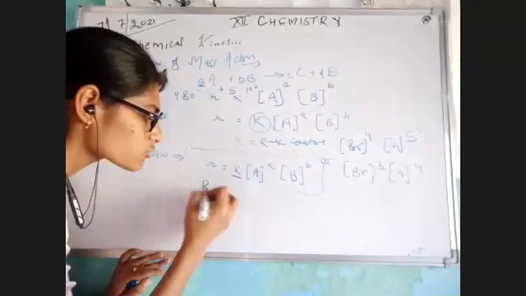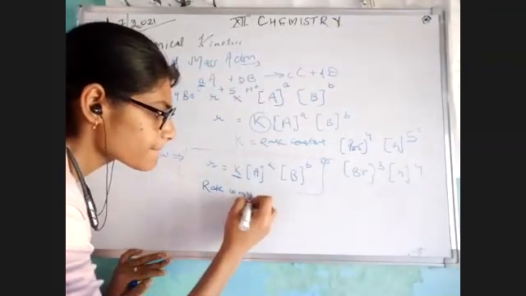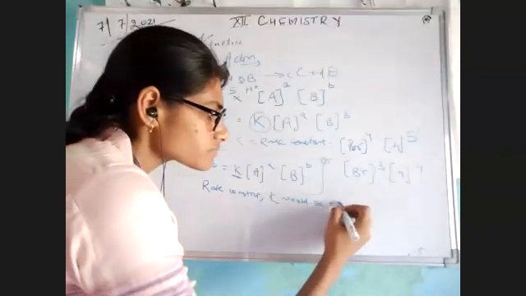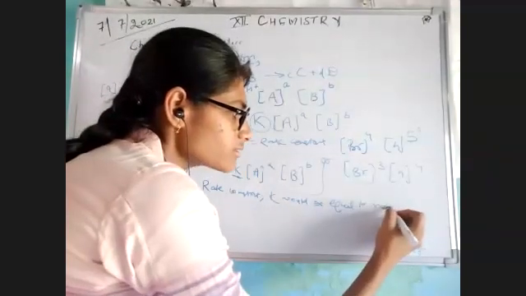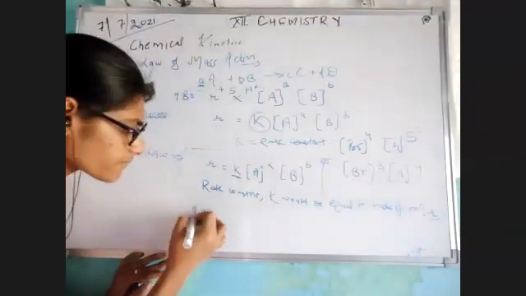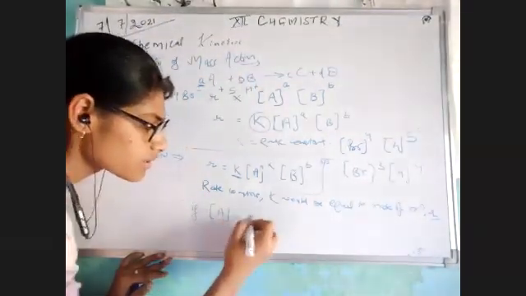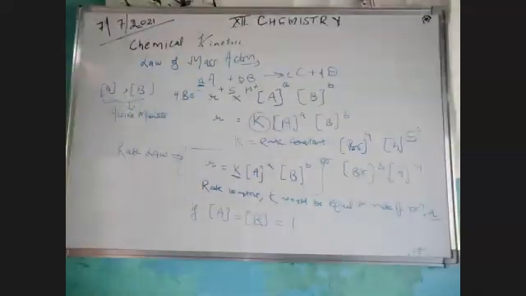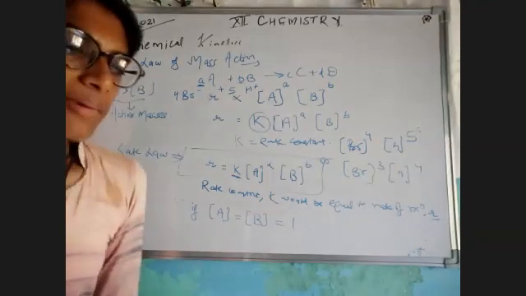My rate constant K would be equal to the rate of reaction R if the concentration of the reactant would be equal to 1. Okay? So this was all about the rate law.